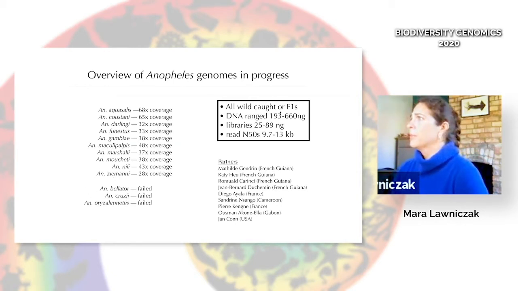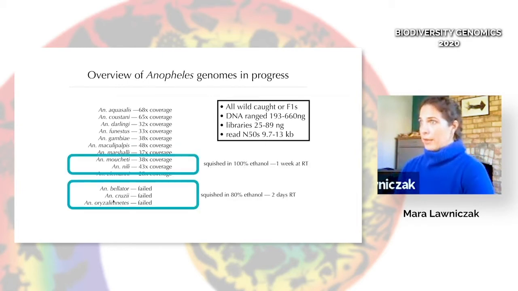This is just to give you some stats. These are all wild-caught mosquitoes or their offspring. The DNA quants range from 193 to 660 nanograms, and the final libraries that were successful here range from 25 to 89 nanograms.